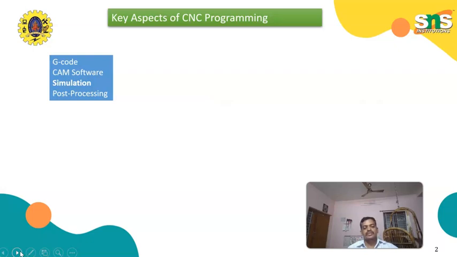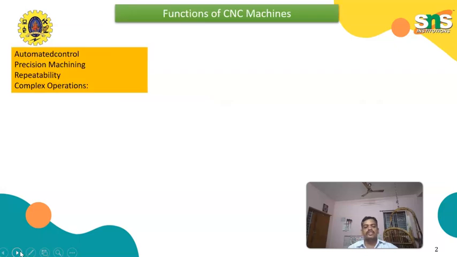Next, the key aspects of programming: G codes. G code is the language that the CNC machine understands; it tells the machine how fast to move the tools. Key points: it uses the ISO 6983 standard, and each line of code is equal to one instruction.